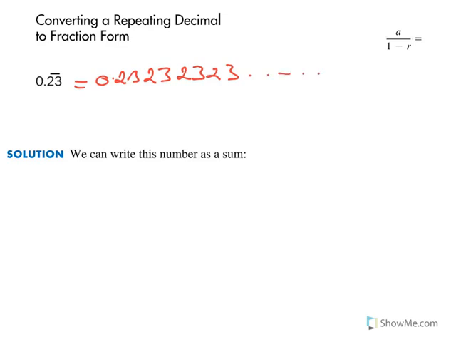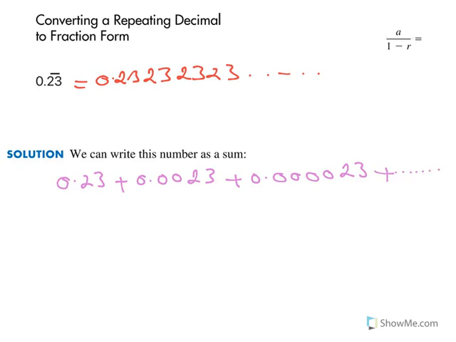But we can look at this as a sum of a lot of numbers that start with 0.23 and then adding to it bits and pieces of this number. So we can write this number as the sum of 0.23 plus 0.0023 plus 0.000023, and I will continue adding zeros forever.